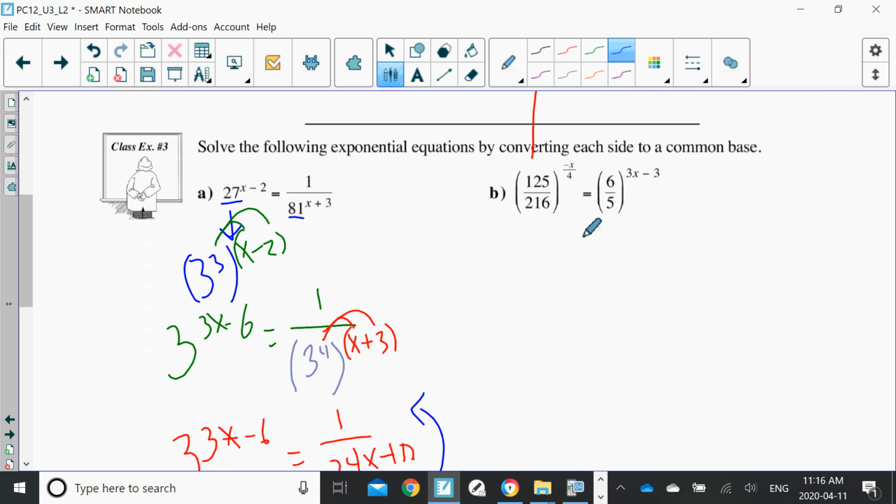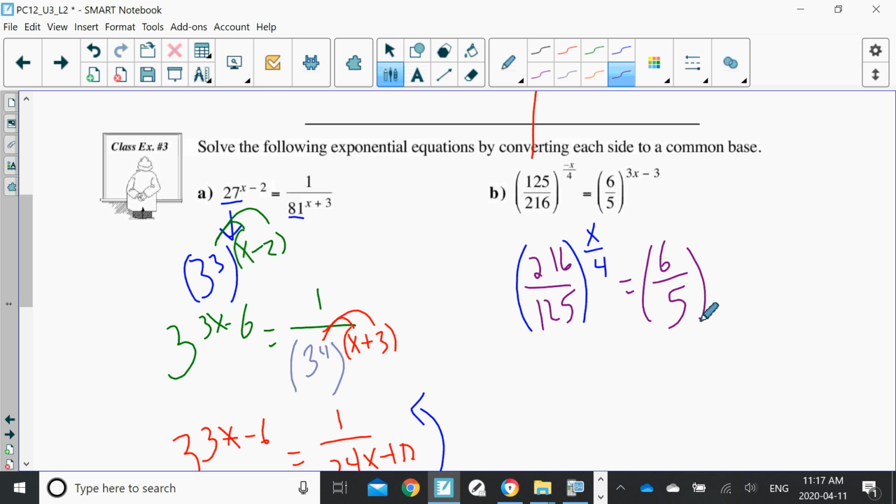So right away, if I was starting this question and I saw a fraction here, and it was raised to a negative exponent, I would say, okay, what I want to do is change that negative x over 4 to just x over 4. You just get rid of the negative exponent. But in order to do that, you take the reciprocal of the fraction. So this would be 216 over 125 is equal to 6 over 5, and that is to the power of 3x minus 3.